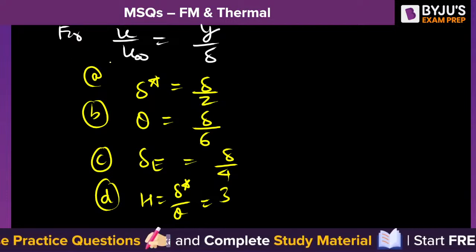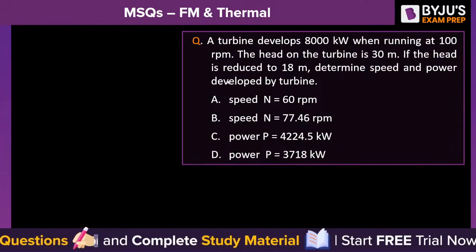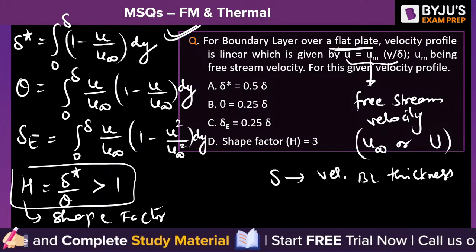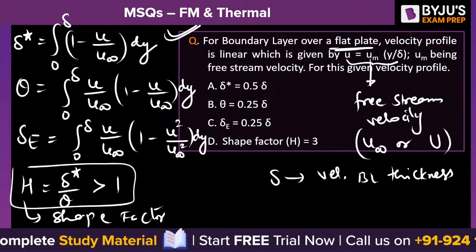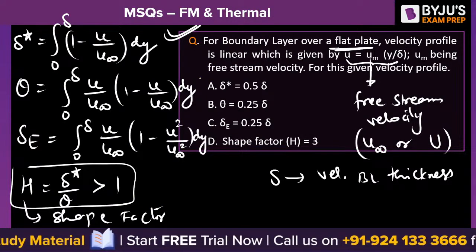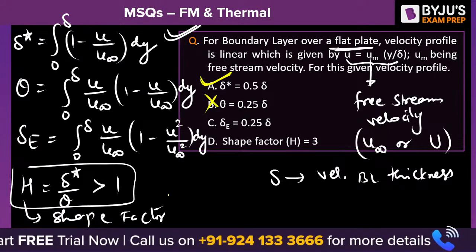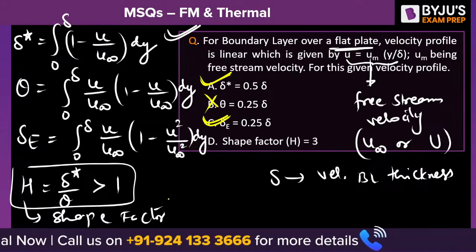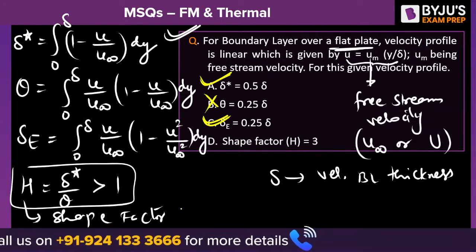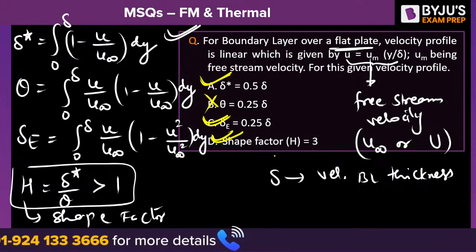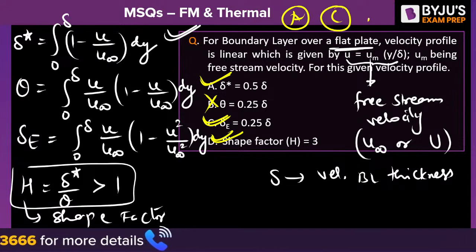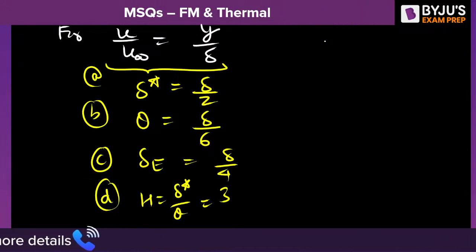You can memorize these values, they are important. So delta star is 0.5 delta, A is correct. Theta is delta by 6, it is incorrect. Delta E is delta by 4, that is 0.25 delta, and shape factor is 3. So A, C and D are the correct answer, A, C, D.